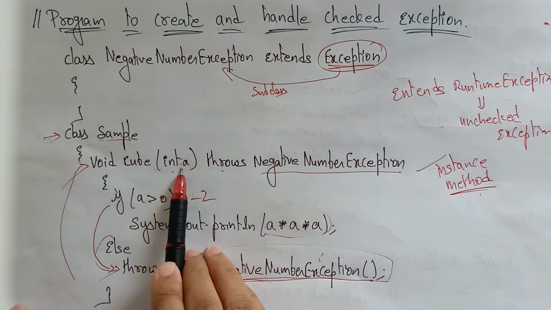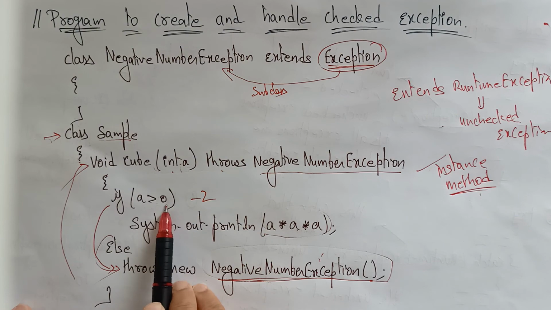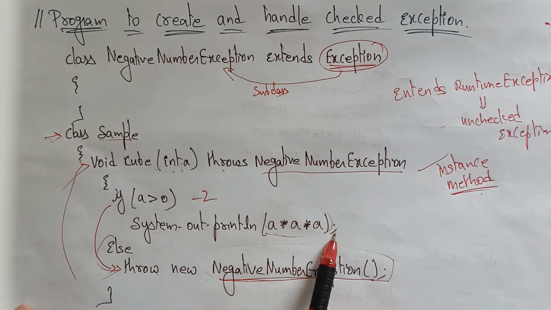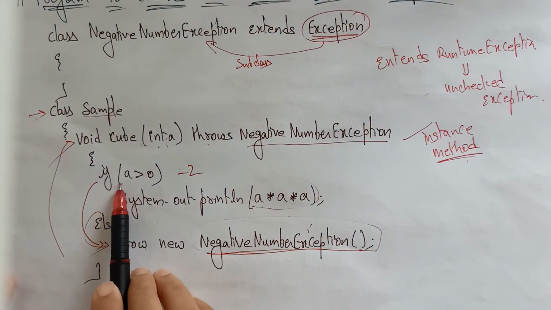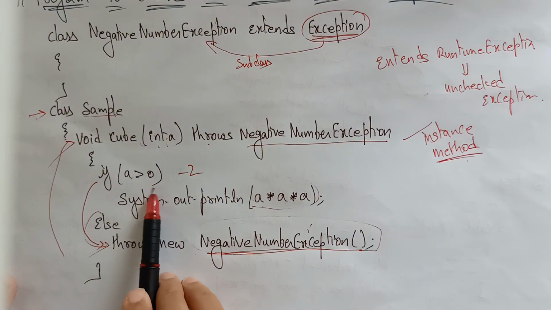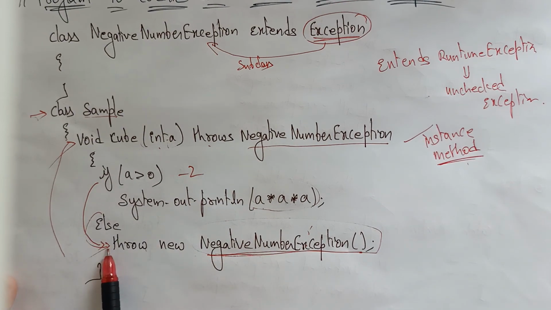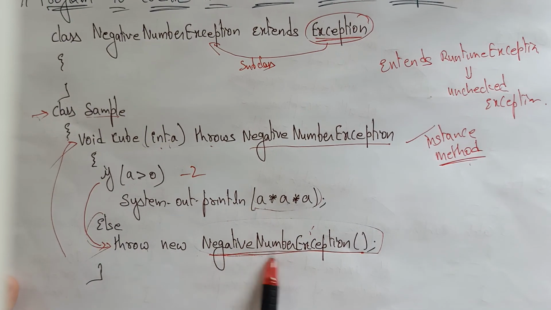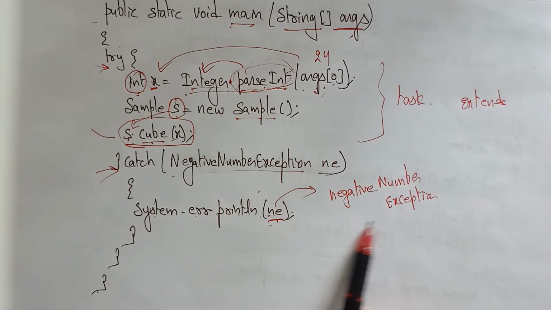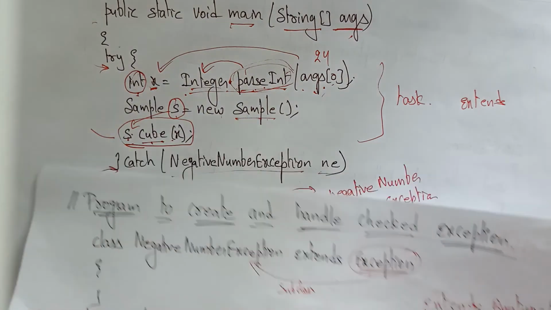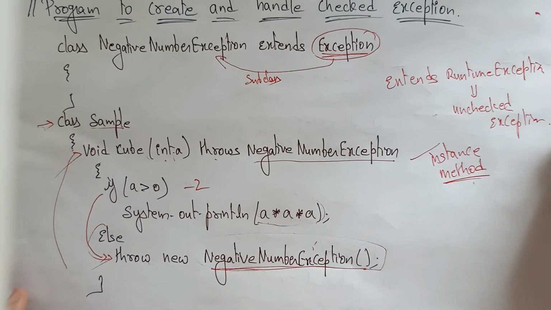Whatever value you entered here, suppose you entered 24. So here the method is called with 24. 24 is greater than 0, so it prints 24 into 24 into 24. Suppose here you give a negative number. The controller comes here and checks a is less than 0. So it goes to the else block and throws the NegativeNumberException. Throwing NegativeNumberException means go to the catch block and print NegativeNumberException is occurred. Okay. Thank you.